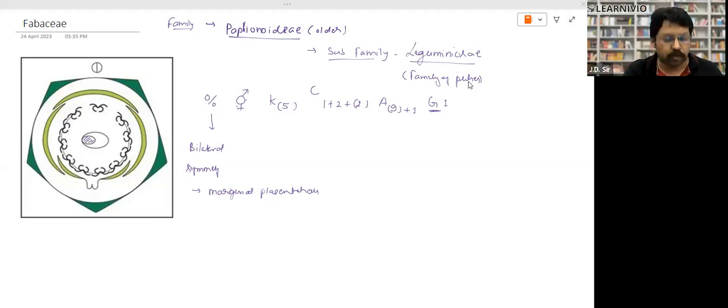Floral diagram and floral formula. I'll tell you what you have to do. The question will be directly from the NCERT, from this chapter. Now let me write down what exactly they will ask you. Morphological.